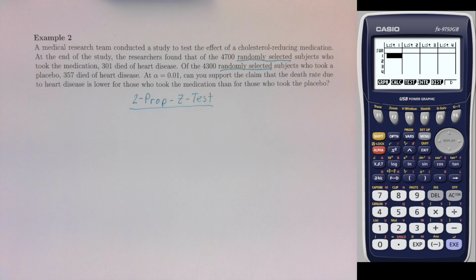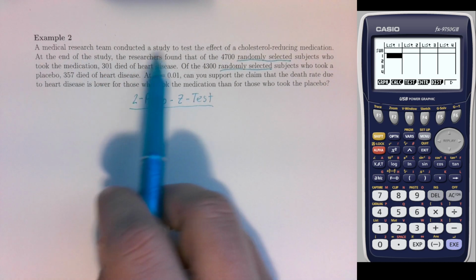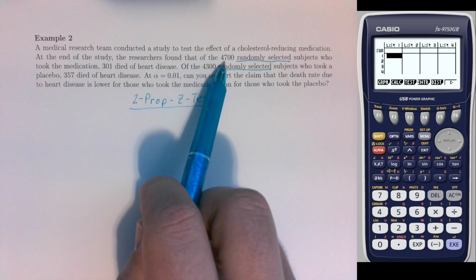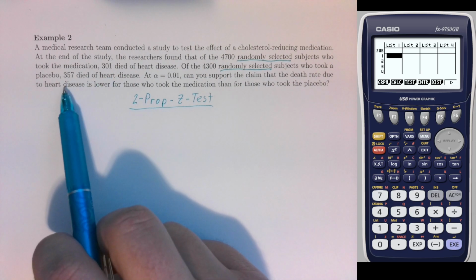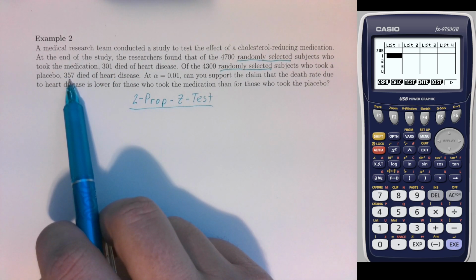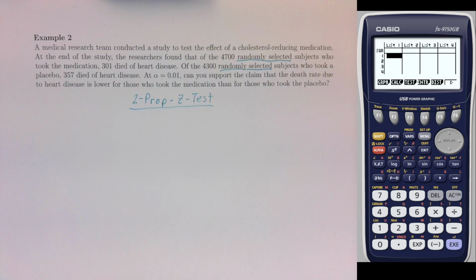You need at least 5 successes and 5 failures for both groups. Well, 301 is bigger than 5, and if I take 4,700 minus 301, that's bigger than 5. 357 is bigger than 5, and if I take 4,300 minus 357, it's bigger than 5. So we meet all the requirements.